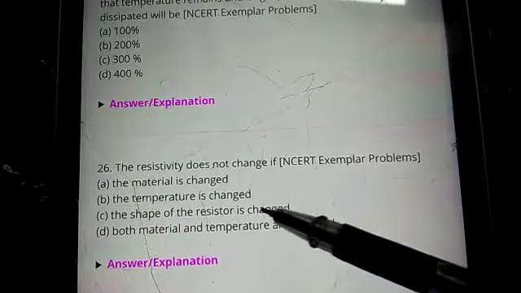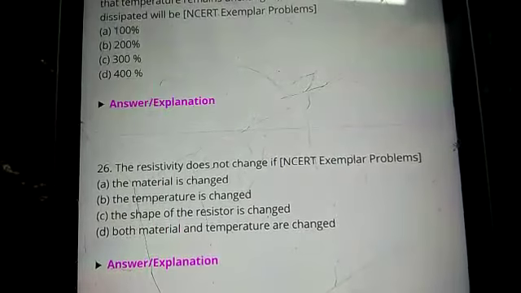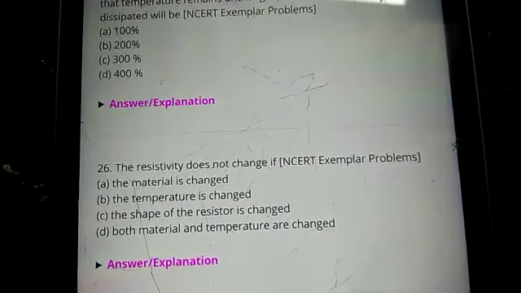B, the temperature is changed. If the temperature increases, resistivity increases. So, your B is also not the correct option.